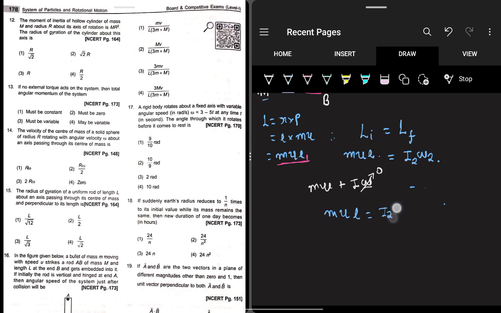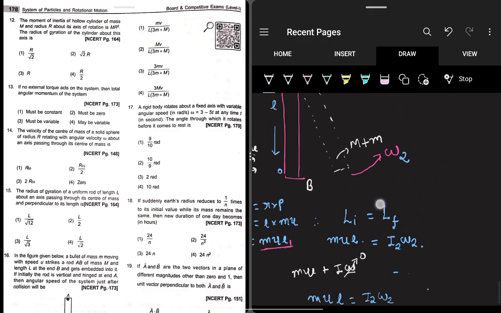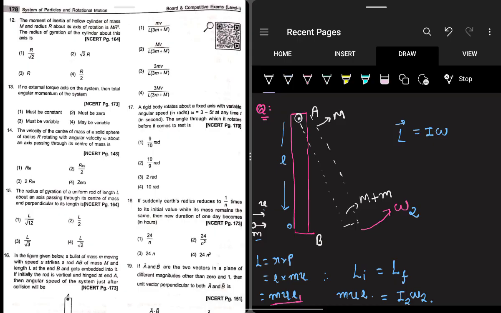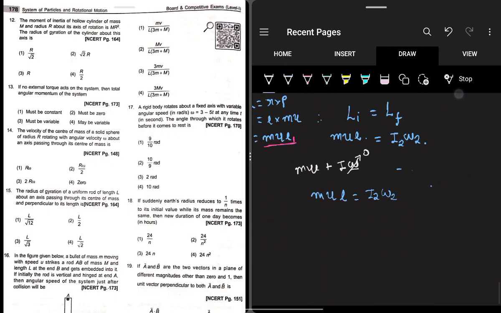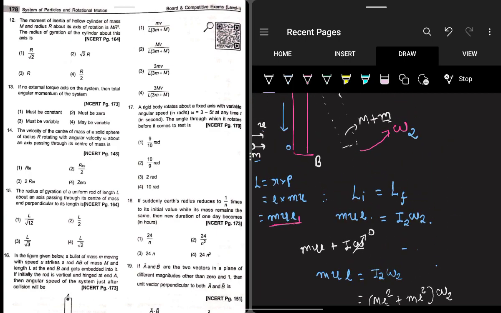Now what is I2? It is rotating about this point. So here I2 is capital M L square by 3 plus small m L square, right? Then multiplied by omega 2. Why is it that?